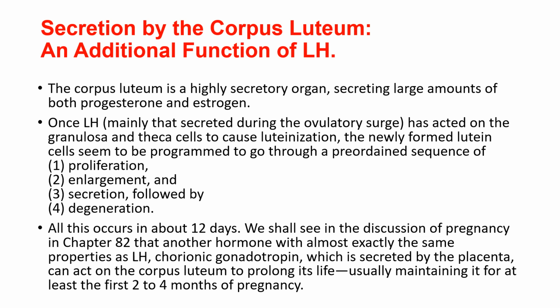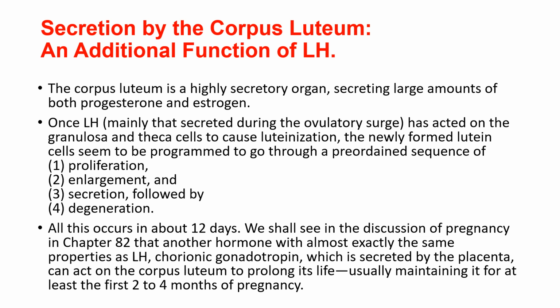Secretion by the corpus luteum, an additional function of LH. The corpus luteum is a highly secretory organ, secreting large amounts of both progesterone and estrogen. Once LH, mainly that secreted during the ovulatory surge, has acted on the granulosa and theca cells to cause luteinization, the newly formed lutein cells seem to be programmed to go through a preordained sequence of 1. Proliferation, 2. Enlargement, and 3. Secretion, followed by 4. Degeneration. All this occurs in about 12 days.